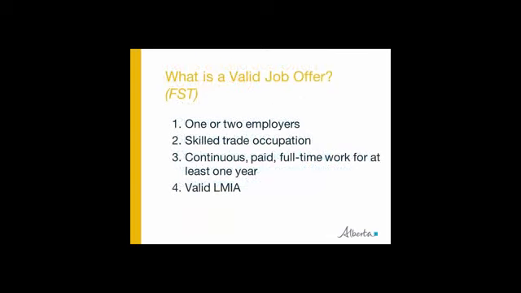The requirements for a valid job offer are a bit different for the Federal Skilled Trades Program. There are 4 points. The job offer can be made by 1 or 2 employers. The work must be full-time and for at least 1 year, which better reflects the nature of work done in the trades. The work must be in a skilled trade. The employer making the job offer must have a valid LMIA, and if you are currently working in Canada, the work permit must have been issued on a valid LMIA.